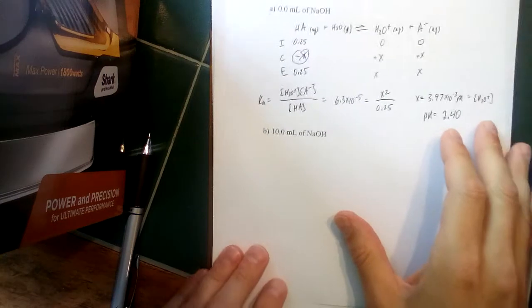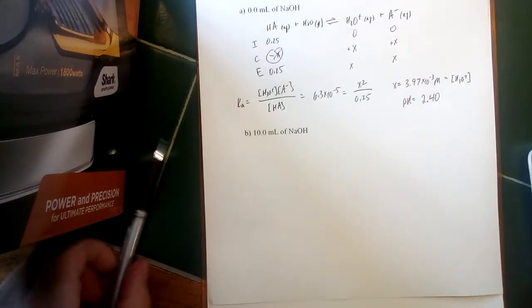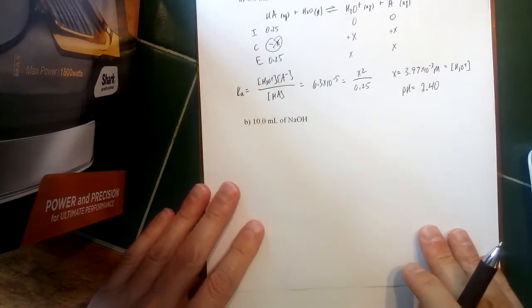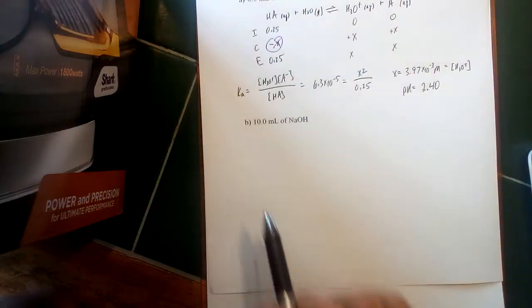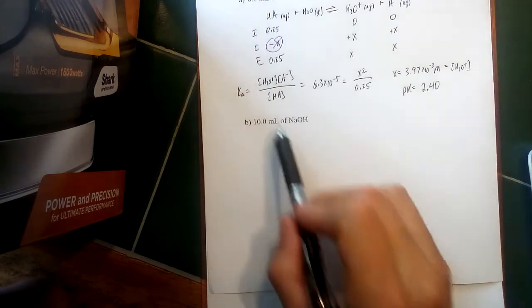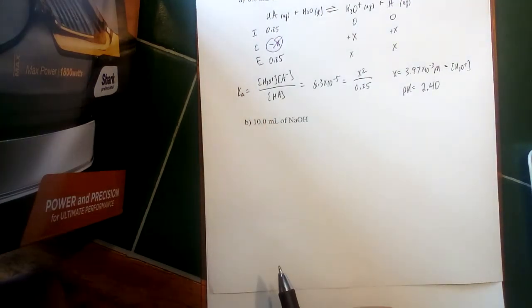Okay, weak acid, strong base titration. Moving on to part B. Right, so same weak acid we started with, but now in part B, we've started to progress through the titration. We've added 10 mL of sodium hydroxide.